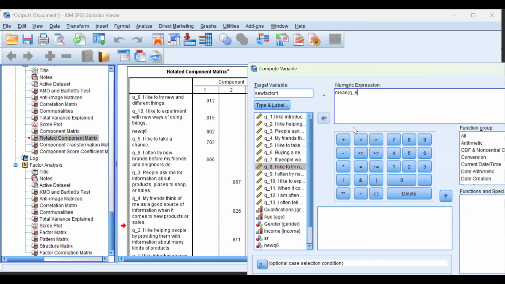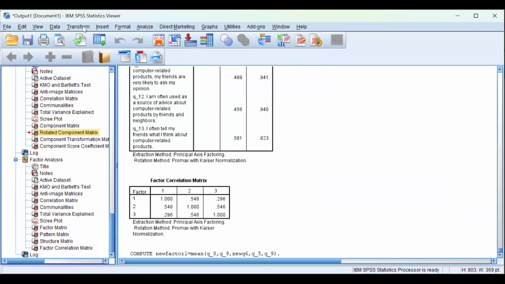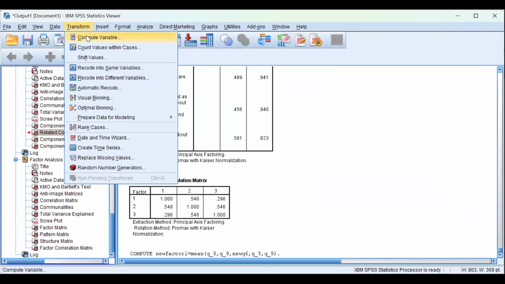8, 9, it was new Q6, new Q6, and then Q5, then Q9, right? One is this one. So I've created one factor. I'm computing the z-scores from here. So one, I'll create for another now.